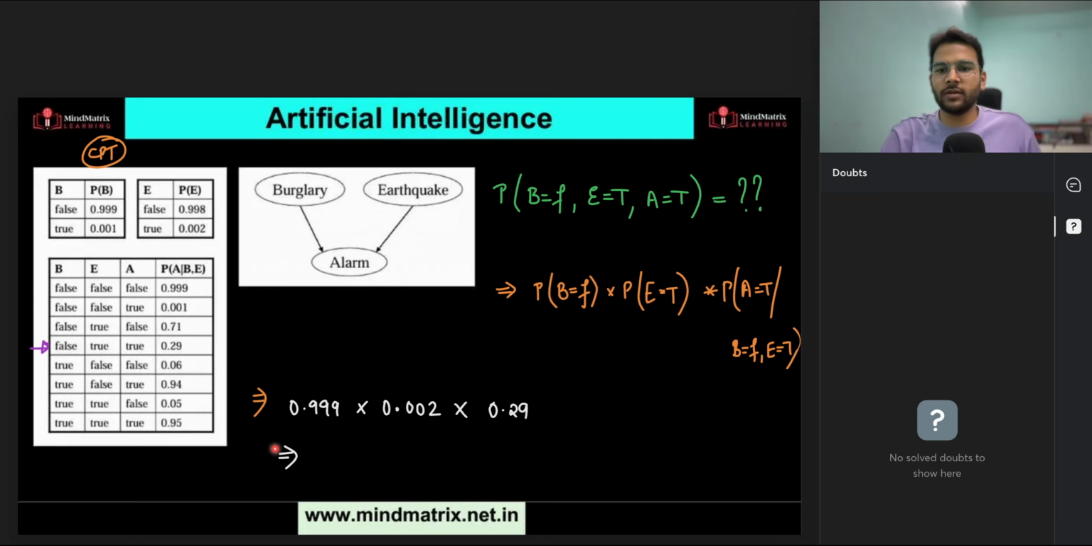Can you tell me what final answer you are getting? 0.999 multiplied by 0.02 multiplied by 0.29. Yes, your answer is correct, Manjunath. That is 0.000579. If I want to answer up to 5 decimal places, I can say this is going to be my answer.